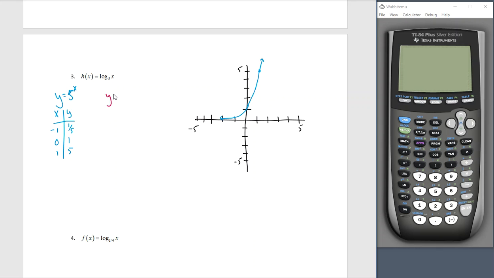We also have the logarithmic graph. Now that we have our points from our exponential function, what was an x becomes a y. In the same order, what was a y becomes an x. So at 1/5, I'll be down here at -1. At 1, we'll have a point of 0. And at 5, we'll have a height of 1. And we have our graph.